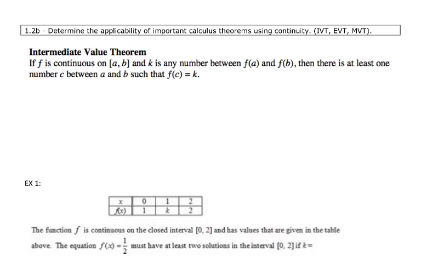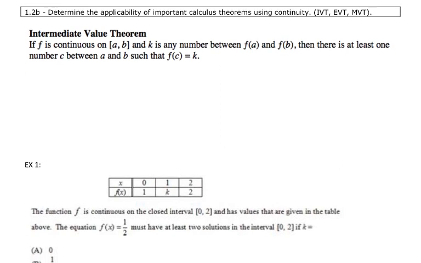Okay, on to our next topic, which is the intermediate value theorem. And this is a relevant theorem here because it relates to continuity. So the intermediate value theorem says if f is continuous on interval a to b and k is any number between f of a and f of b, then there's at least one number c between a and b such that f of c equals k. Now that's a mouthful, so let's sketch a graph and see what the heck that means.